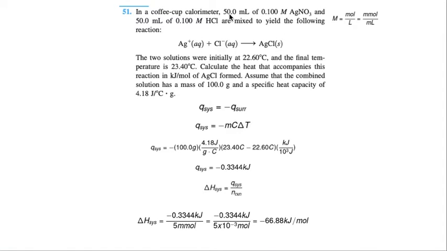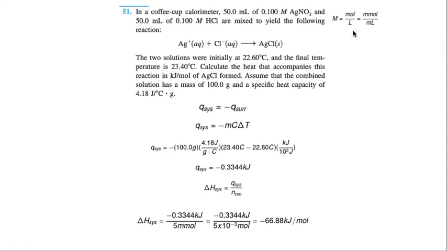And notice how there is no limiting reagent here, because 50 mils times 0.1 is actually the exact same amount of silver ions that will react with the 50 mils of 0.1 molar hydrochloric, the chloride in there. So it's important to note that molar here is moles per liter.